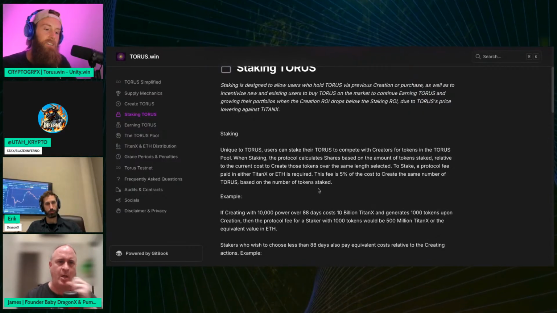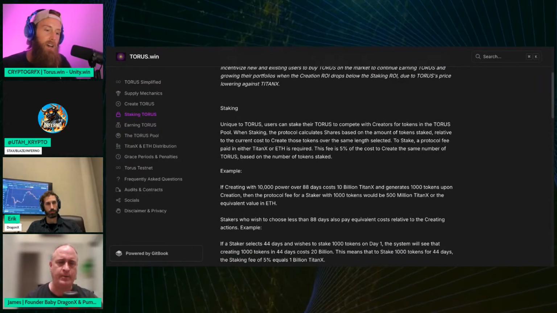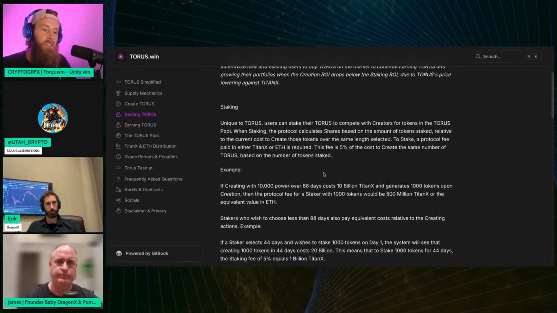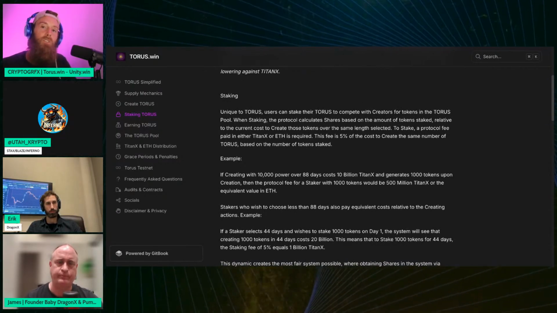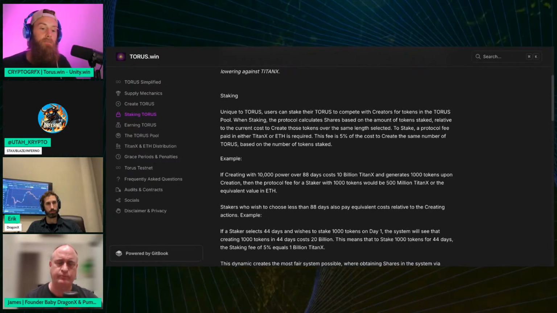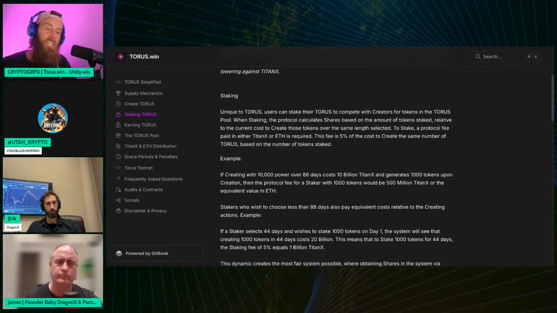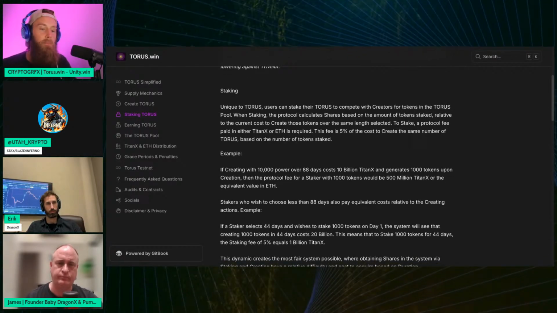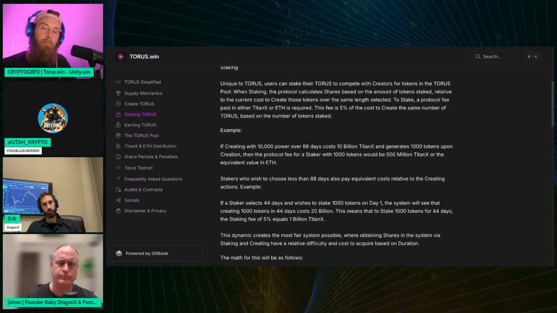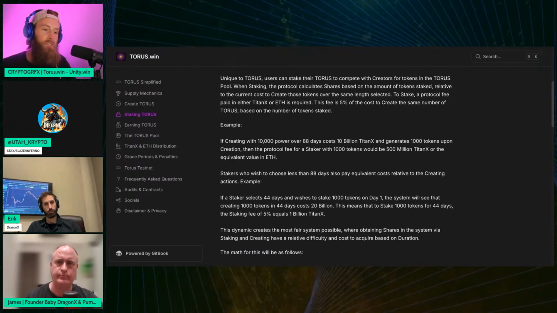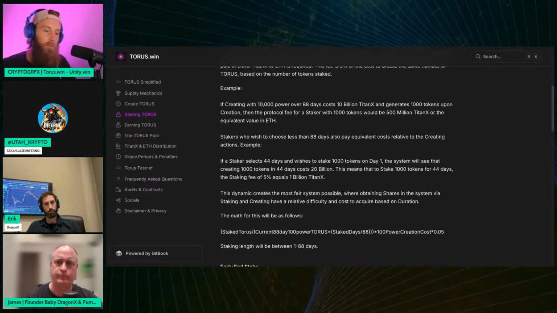Now, without going too deep into the weeds of how expensive it is, essentially on day one to stake 1,000 tokens, it's going to cost 500 million TitanX for 88 days. If you want to stake shorter, it's going to cost even more. But this is effectively how the system works. It's pay to play, fair launch, no matter what. And there's more details in this if you guys want to come and learn a little bit more.